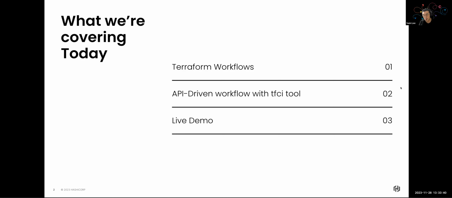Then specifically, I'm going to dive a little bit deeper into API-driven workflows. And something that we've developed recently at HashiCorp is a TFCI tool. TFCI is really a Dockerized Go application that interacts with Terraform Cloud API endpoints and how we can use that to simplify a bit more of your API-driven processes.